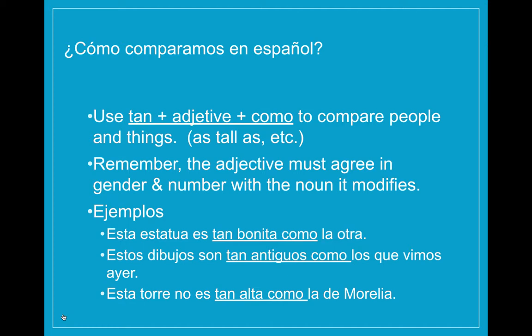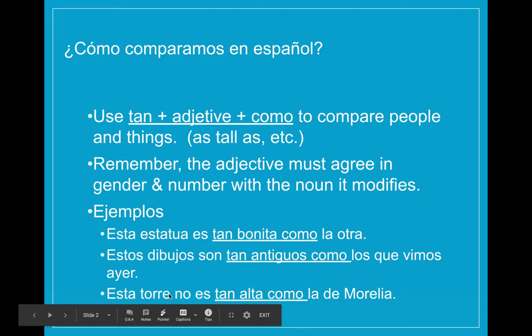So, ¿cómo comparamos en español? How do we compare things? So the first way we're going to compare things is to tell how things are similar. So we're going to use the word tan plus an adjective plus como to compare people and things. So that's to say as tall as, as pretty as, as smart as. And when we do that, the adjective must agree in gender and number with the noun it modifies.